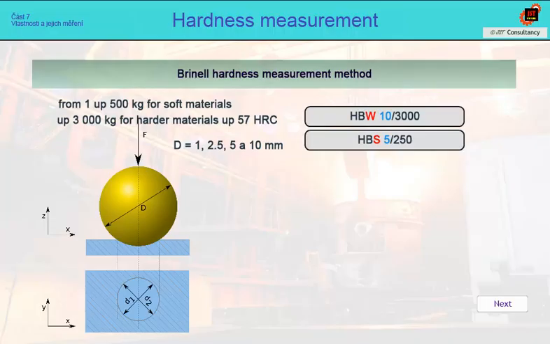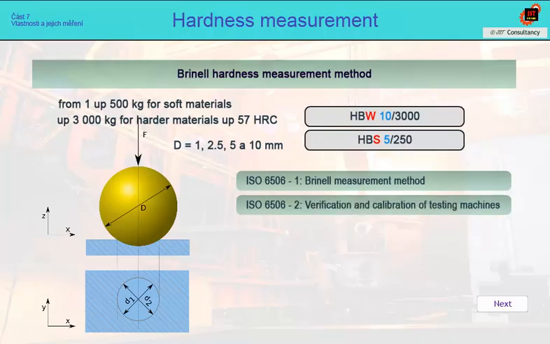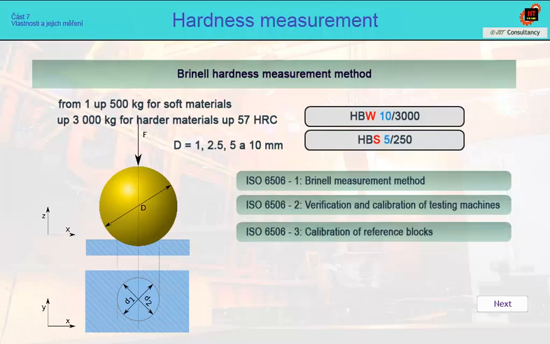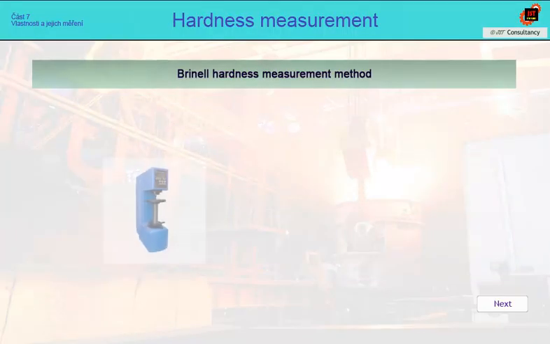This method is governed by the international standard ISO 6506. Part 1 describes the Brinell hardness test method. Part 2 describes the verification and calibration of testing machines, and Part 3 describes the calibration of reference blocks. The relevant American standard is ASTM E10. The Brinell method is usually used for hardened and tempered materials with lower hardness, but can be used up to the equivalent of 57 HRC.